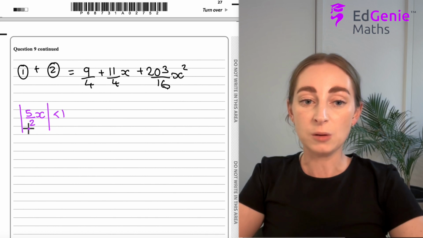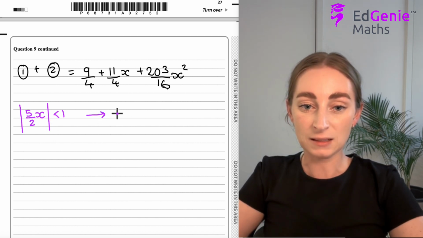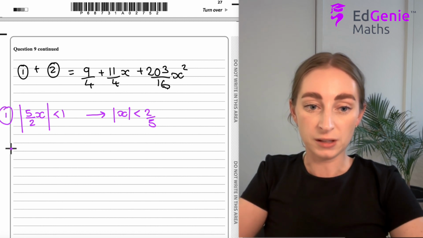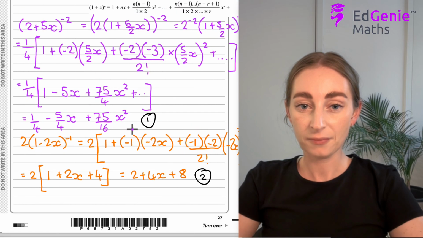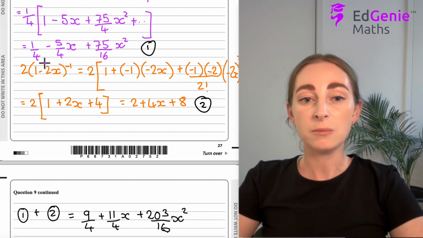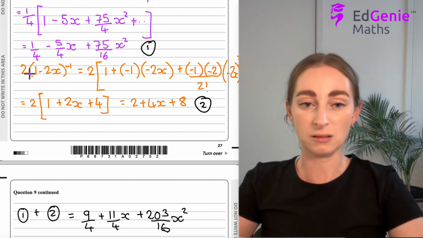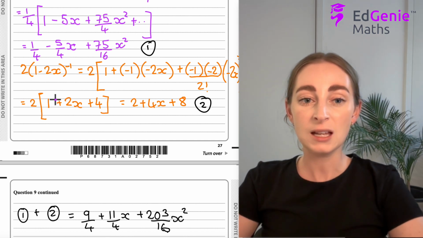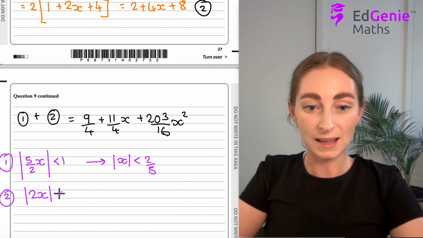So the modulus of 5 over 2x is less than 1. So what we can do is divide both sides by 5 over 2, and that gives us the modulus of x is less than 2 over 5. So that was for our first binomial expansion. For the second one, that was this one over here. It's going to be the modulus of 2x. Don't worry about the negative, because if you're taking the modulus, it doesn't matter. Negative, positive, it's going to cancel out anyway. So the modulus of 2x is less than 1.